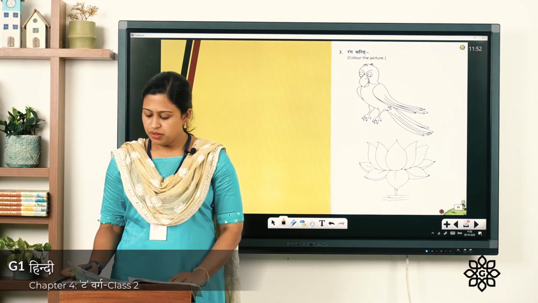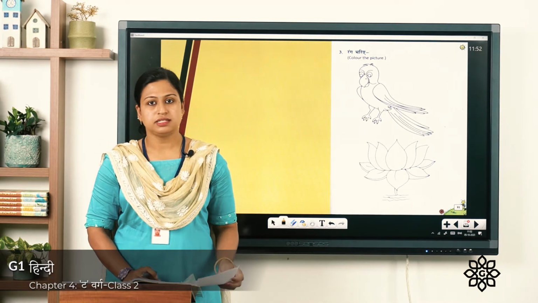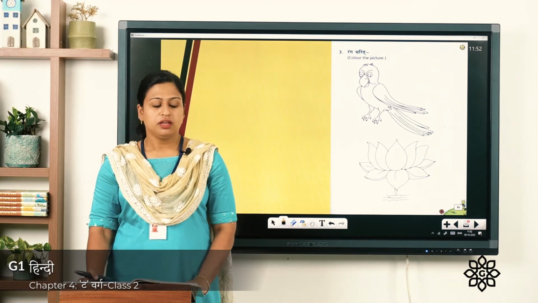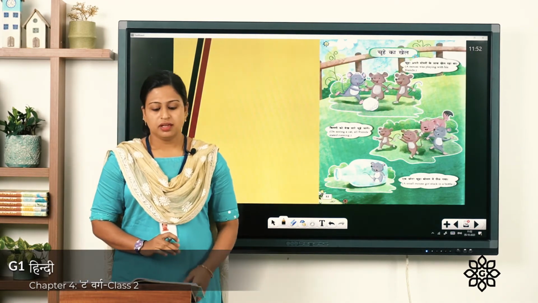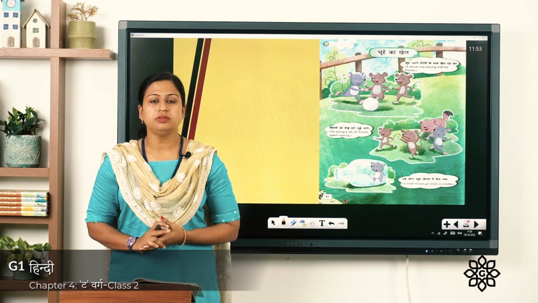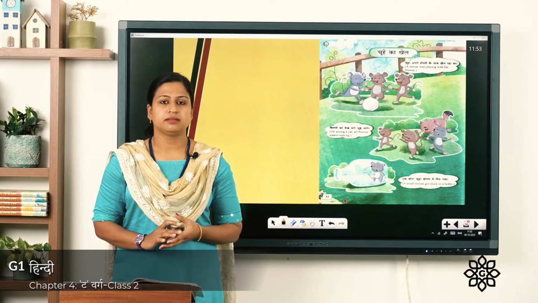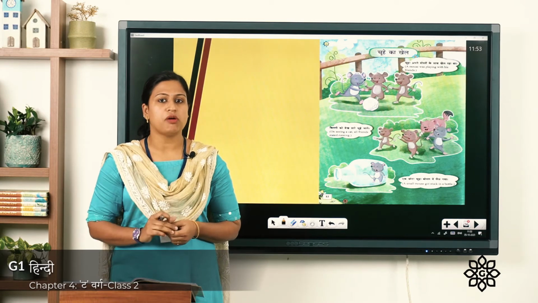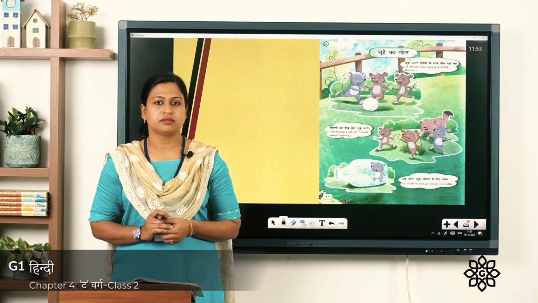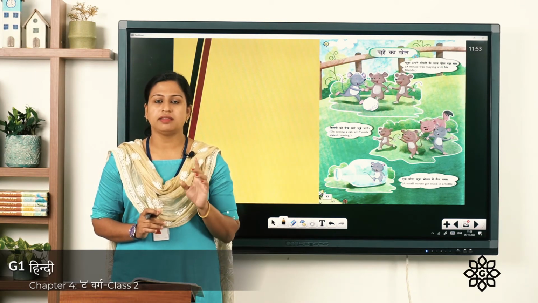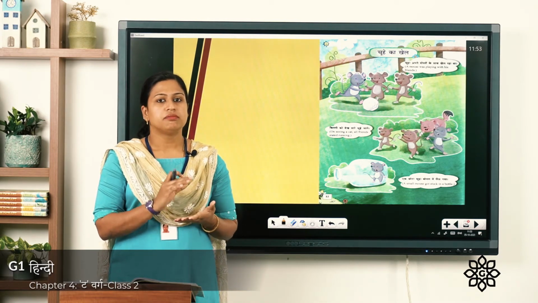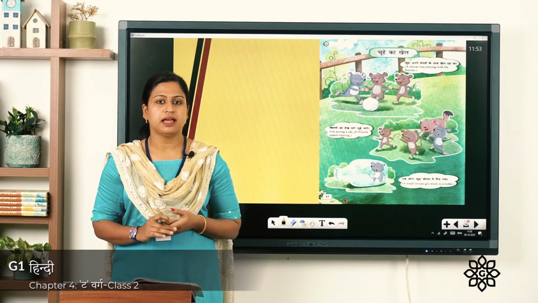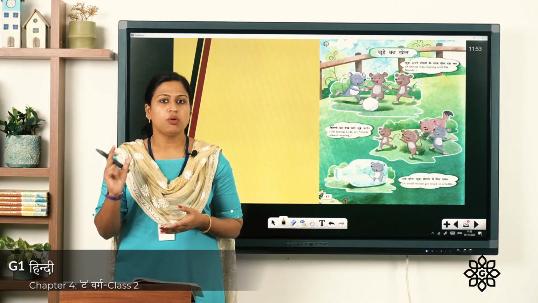Now let's move to page number 31. So here you can see a small story. The story is about mice. Mice is a plural form of mouse. So mouse is singular, that means one in number. The plural form of mouse is mice, that is more than one in number.